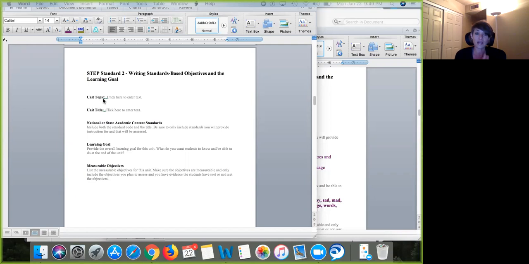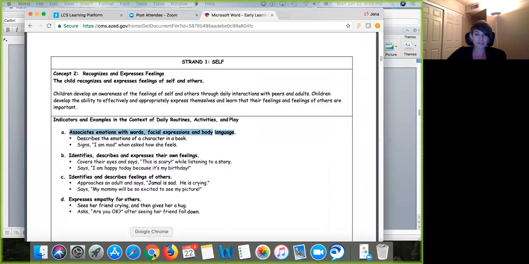So identify a unit topic, a unit title, and then if you know me, you know that you always have to start with the state standards. So if you're in Arizona, you're going to use Arizona standards. If you're in another state, please use your state standards. Then you're going to identify a learning goal, so it's a big picture idea, and then measurable objectives. So you know that we always start with the state standards.